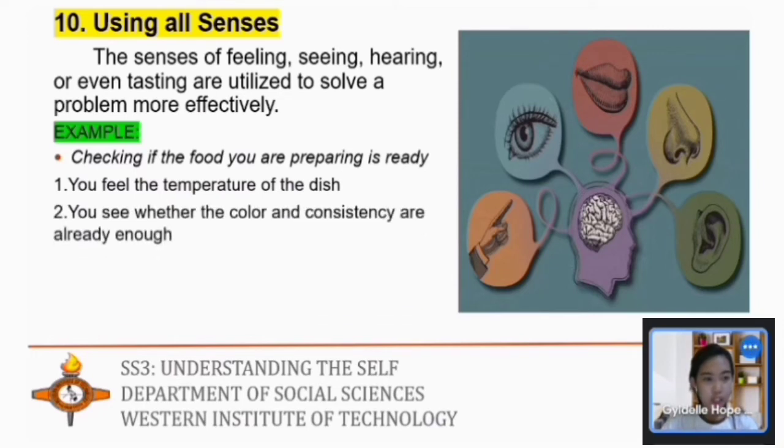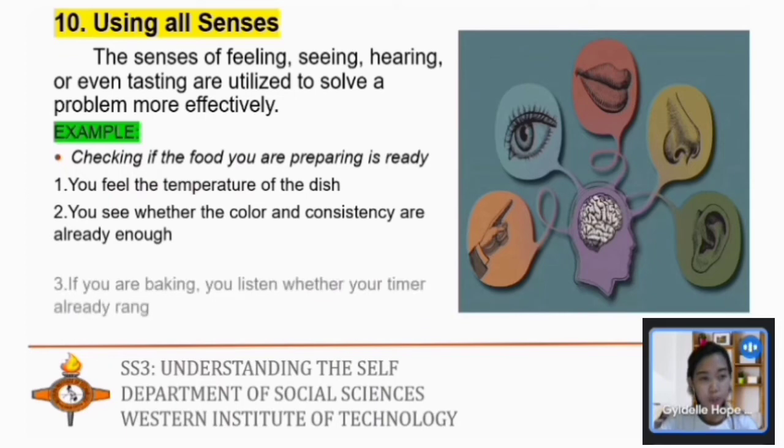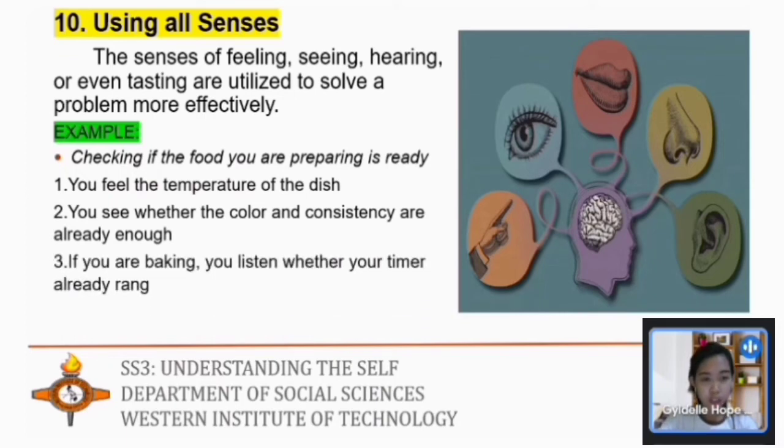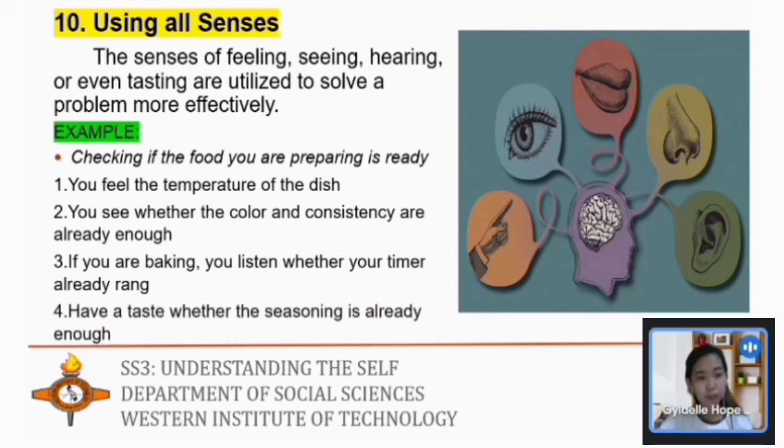Number 1, you feel the temperature of the dish. Number 2, you see whether the color and consistency are already enough. Number 3, if you are baking, you listen whether your timer already rang. Number 4, you have a taste whether the seasoning is already enough.